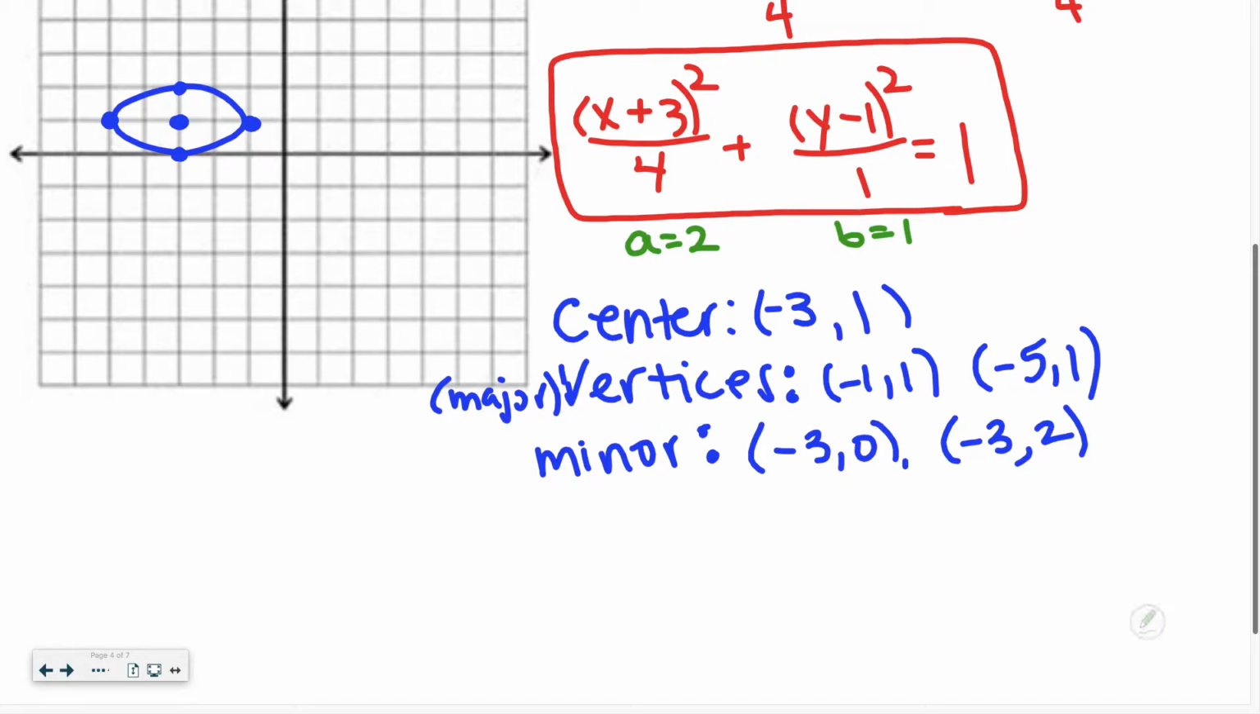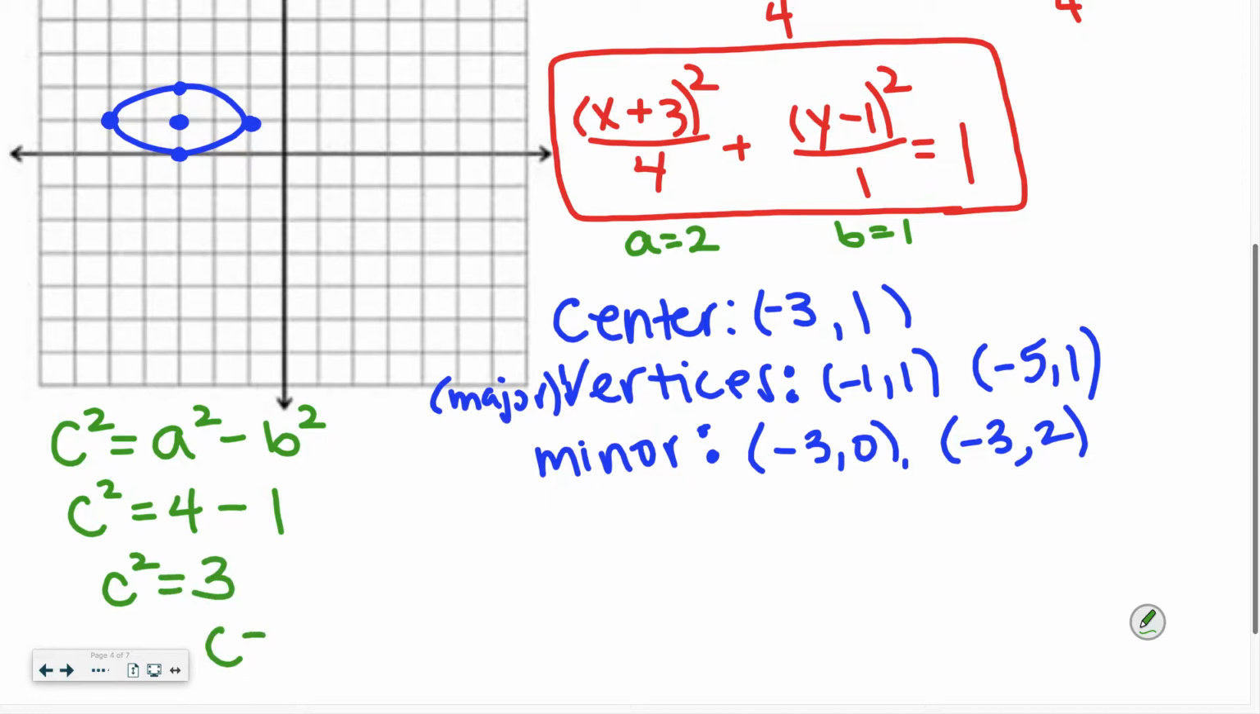Now, we need our foci and eccentricity. So please remember that c squared is a squared minus b squared. Well, a squared was 4 and b squared is 1. So c is radical 3.